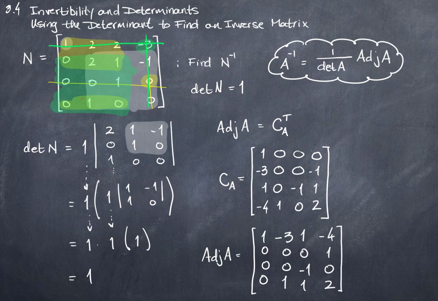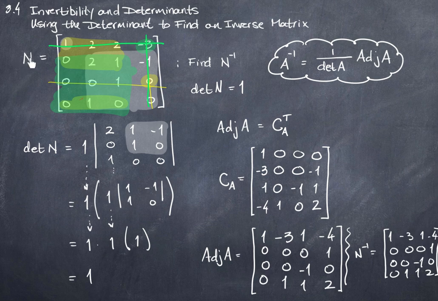So in this case, the inverse is just 1 times the adjoint. 1, negative 3, 1, negative 4. It's the same matrix. Right? It's the same as the adjoint. 0, 0, negative 1, 0, and 0, 1, 1, 2. Can you even see that matrix notation there?